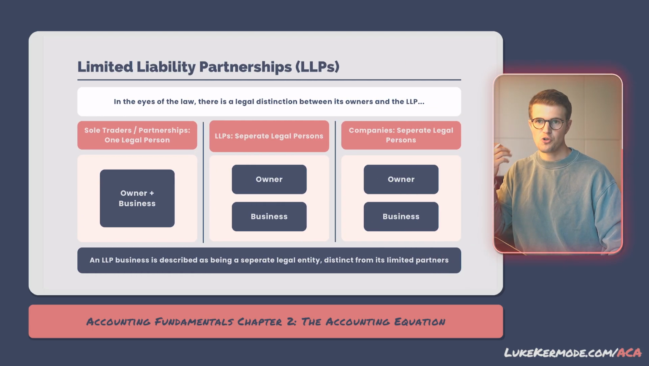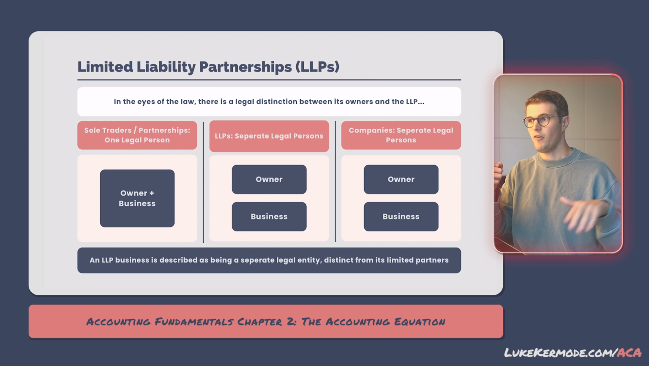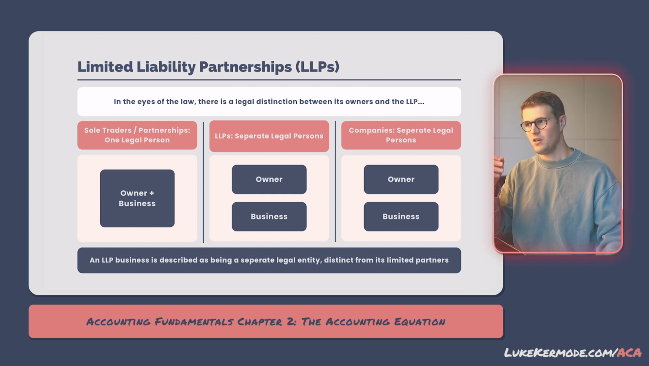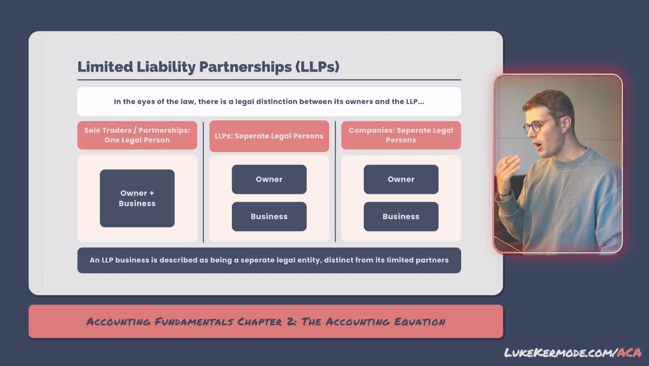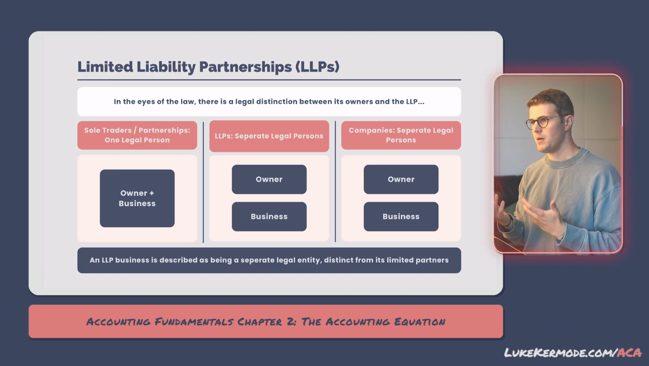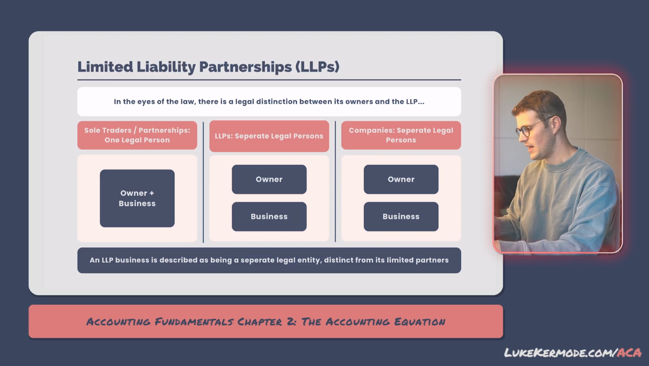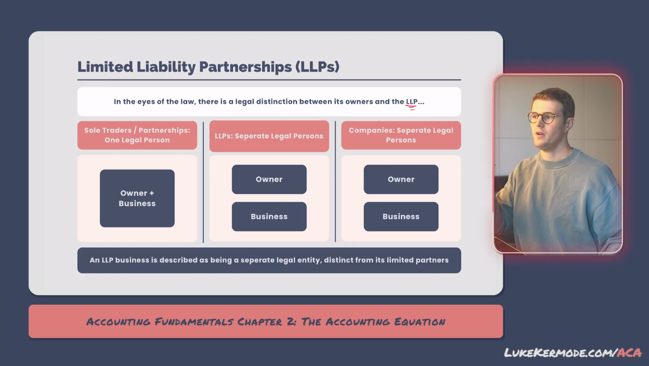So, as we've seen, sole traders and partnerships offer simplicity but come with unlimited liability, whereas limited companies provide legal separation and limited liability protection for the shareholders. But there is a middle ground, a business structure that will combine the flexibility of a partnership with the legal protection of limited liability, and that's known as a limited liability partnership or an LLP.